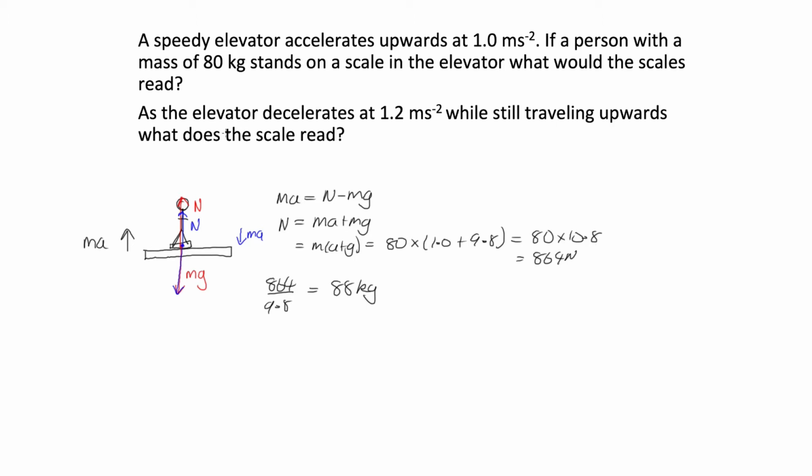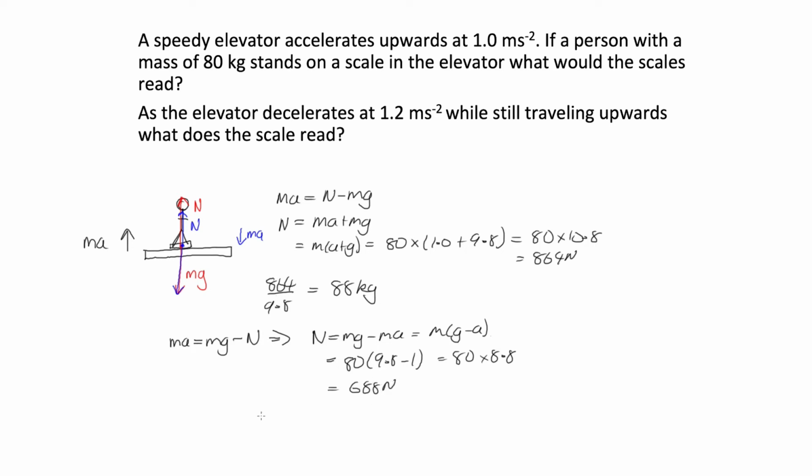So let's write down the equations for what's going on here. Here we've got ma, which is downwards, is equal to mg, which is downwards, minus N. And we want to find our normal force because that's what our scales read. So we have N is equal to mg minus ma, which is m(g minus a). And now we can substitute in. This is 80 times 9.8 minus 1, which is equal to 80 times 8.8, which when we solve it on the calculator, we get 688 newtons.